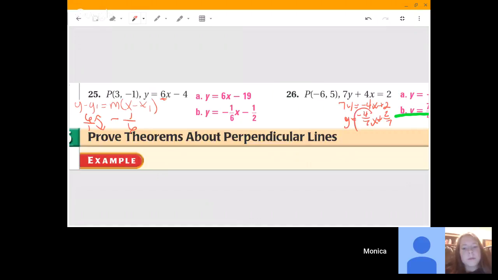So now our slope is negative 4/7. So for a parallel line, our slope is going to be negative 4/7. And for a perpendicular line, we're going to flip it and make it the opposite sign. So it's going to be 7/4.